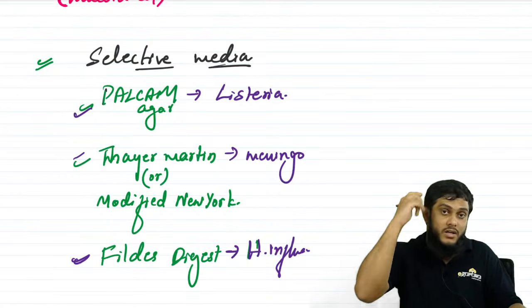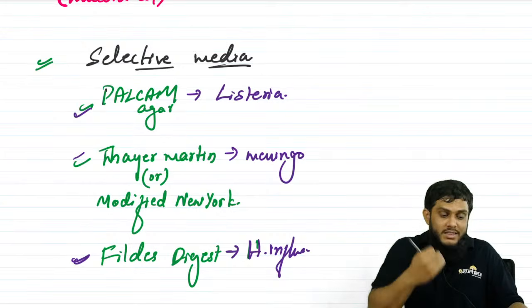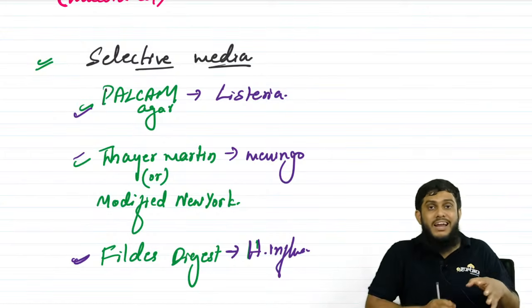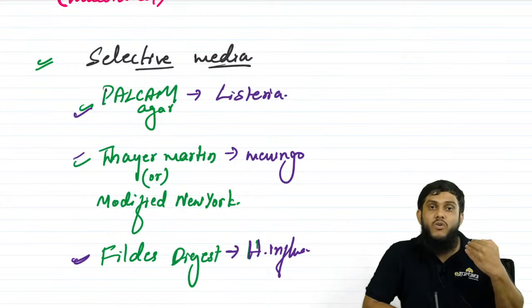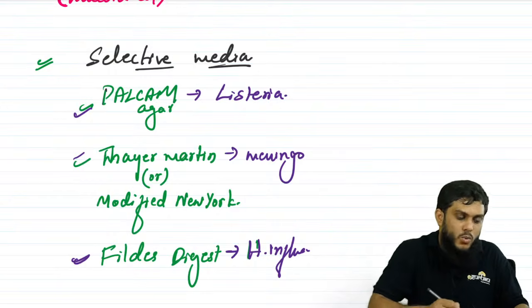If the patient is suffering from meningitis, clinically diagnosed, then in the laboratory, if you see this kind of growth, you can suspect these kinds of organisms. Fildes digest agar is selective to Haemophilus influenzae. This is the third clue on culture.